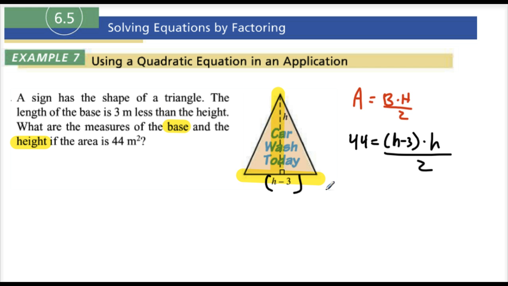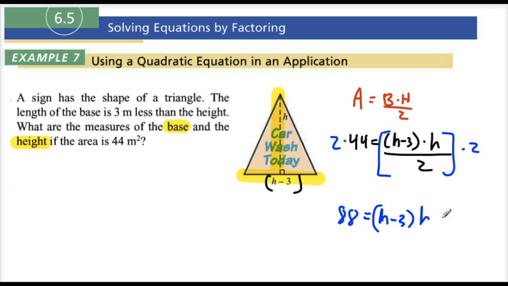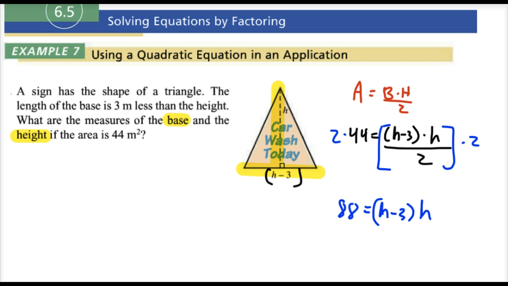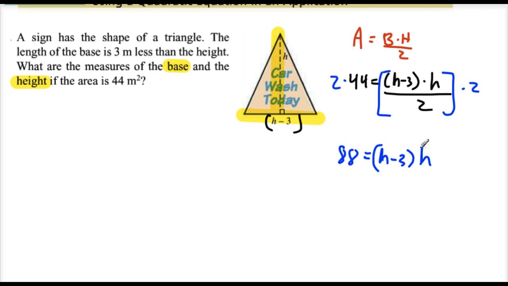Now we want to solve for h. This 2 is looking kind of funky, so I'm thinking we probably want to multiply both sides by 2. I'll multiply the right side by 2, and I'll multiply the left side by 2 and get 88 equals h minus 3 times h. It looks like we want to distribute the h, just do the distributive property. So I have 88 equals h squared minus 3h.